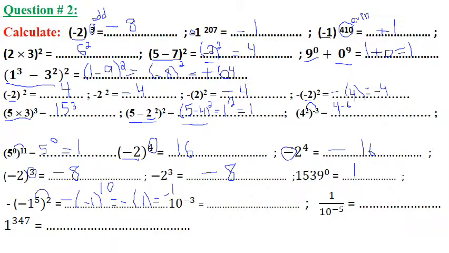10 to the power negative 3. This is a negative power of 10. So it will give me a decimal number, 0 point, having 3 digits to the right of the point, which is 0.001. Here we have a fraction, and in the denominator we have a negative exponent, so we get it up, and we will be changing the negative exponent to a positive exponent, so it will be 10 to the power 5. 1 to any exponent always gives me 1.